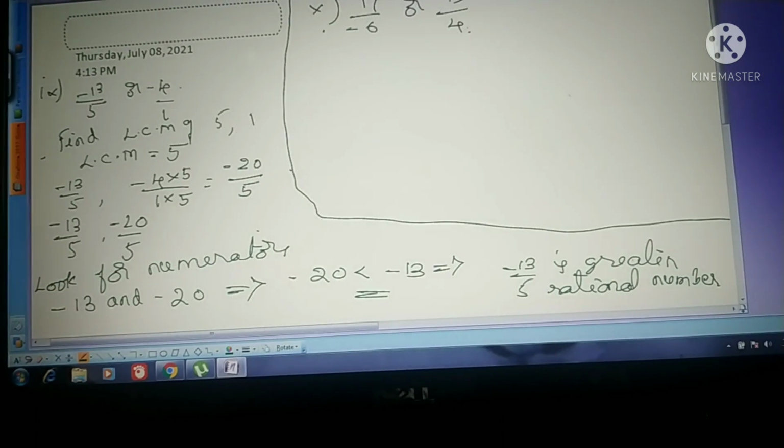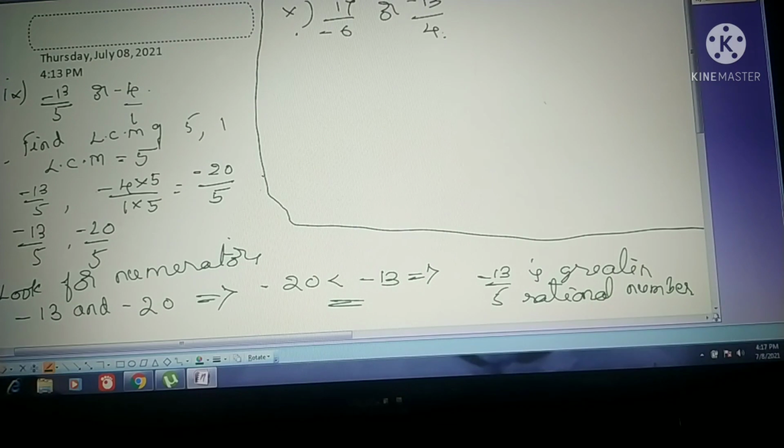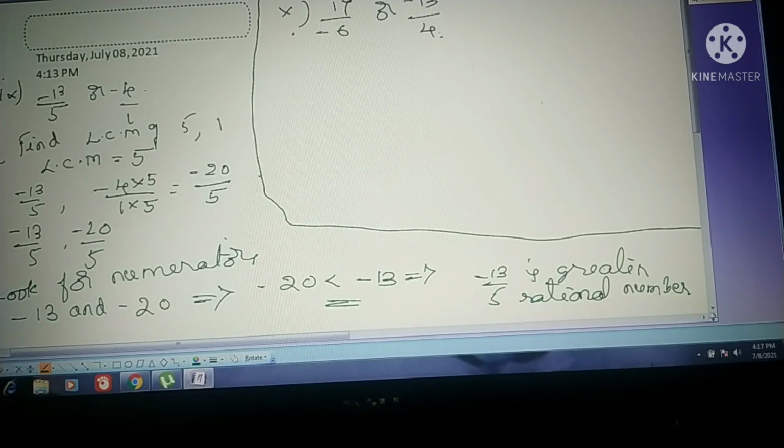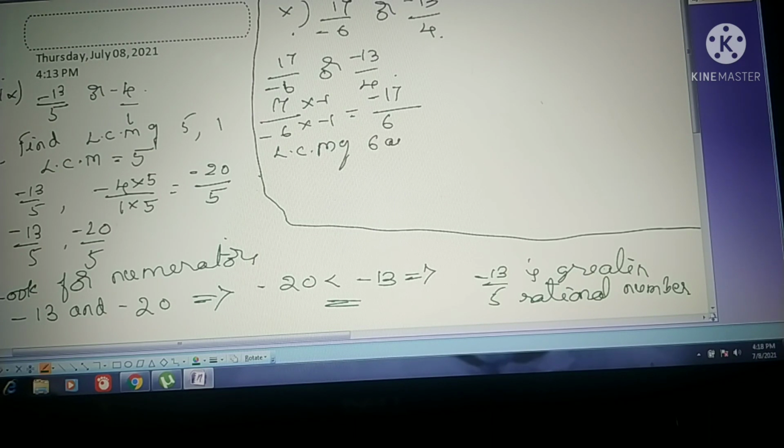So in this problem, first we have to check for positive denominators. Here the problem is 17 by minus 6 or minus 13 by 4. In these two, here we have a negative denominator, so we have to convert this one into a positive denominator. So 17 by minus 6, multiply with minus 1. It will be converted into plus. So I have converted it into a positive denominator. Now we have different denominators here, so go for LCM. Write down the LCM of 6 and 4.